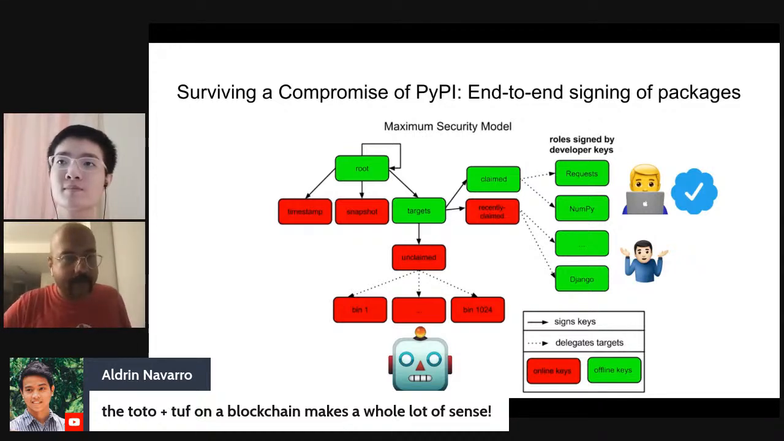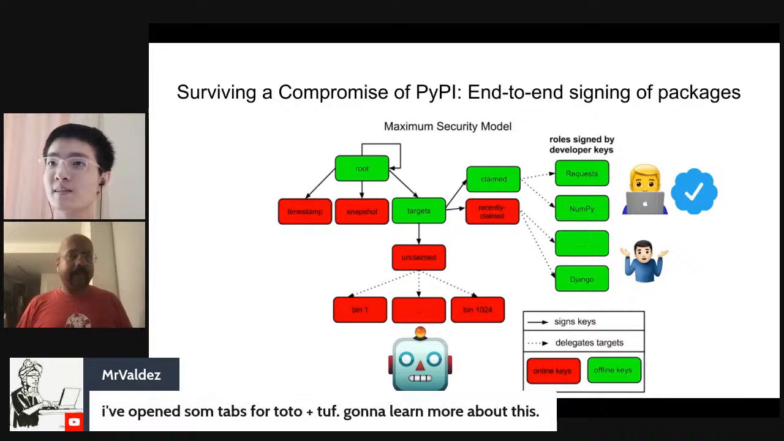in-toto plus TUF on a blockchain makes a lot of sense. Exactly. Yeah. You can think of it that way. Conceptually, there's no reason why you couldn't take TUF timestamps and publish them on Keybase, for example. Sorry, no. I mean the Bitcoin blockchain. That's what Keybase does. At least they were doing it. I don't know what they're doing now.